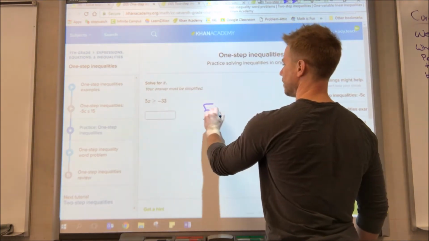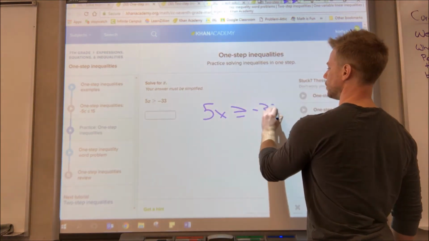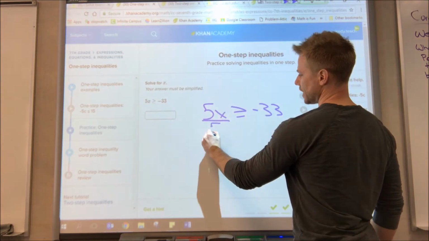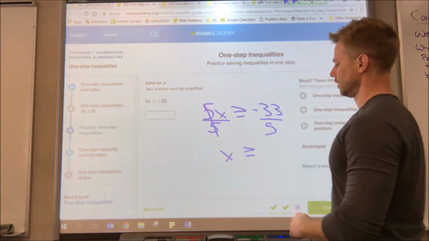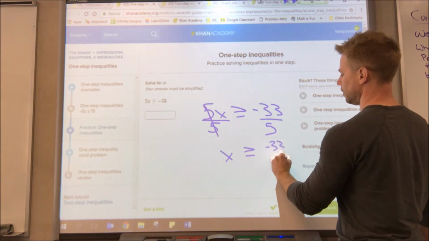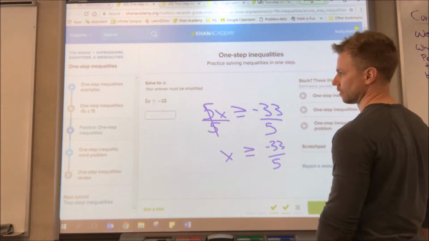Alrighty, we have 5x is greater than or equal to negative 33. We want to get rid of that 5. It's being multiplied, so we'll do the opposite of that, which is dividing. x is greater than or equal to negative 33 over 5.